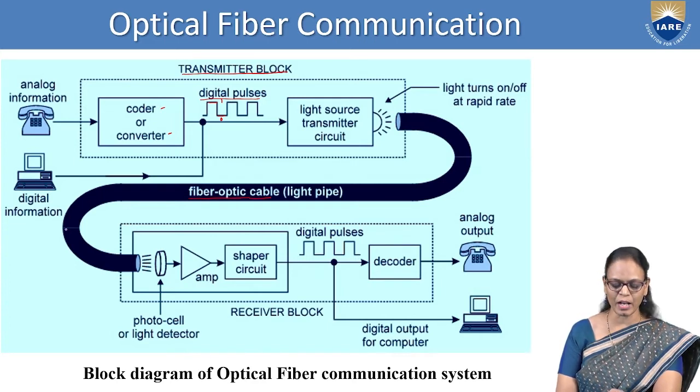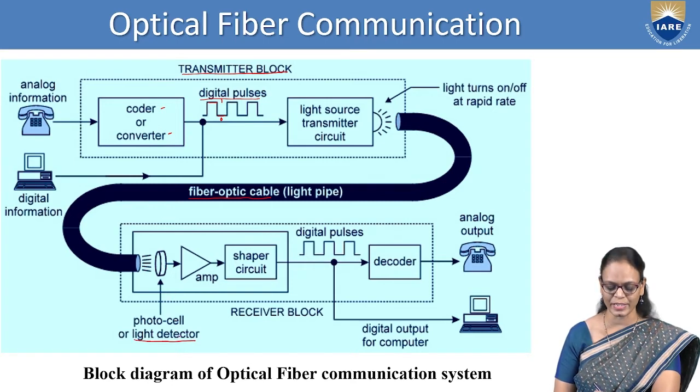The signal that comes from the optical fiber at the other end is now going into the light detector. So this is a photocell or a light detector. Then the signal is being amplified. After amplification, what we have is a decoder, which will decode and convert the light signal into electrical signal.